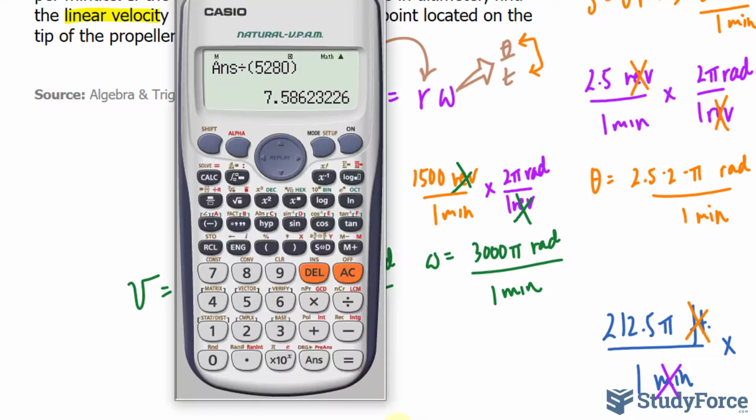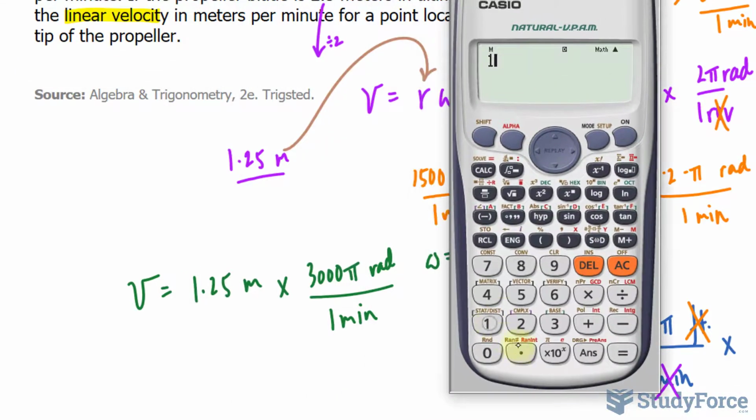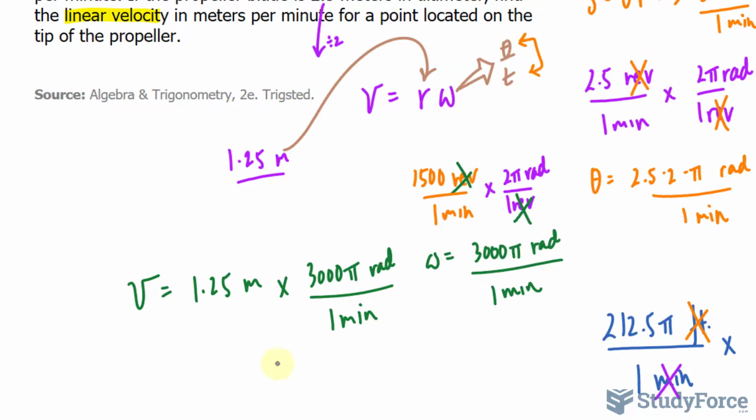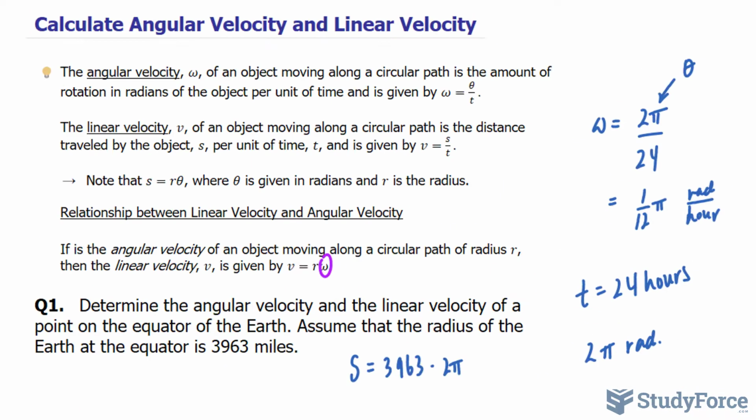We get 1.25 times 3,000 times pi. We end up with approximately 11,780.97. To the nearest whole, that's 11,781 meters per every 1 minute. And there you have it. That is how to calculate angular velocity and linear velocity.